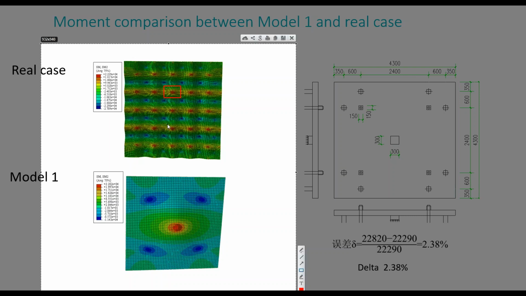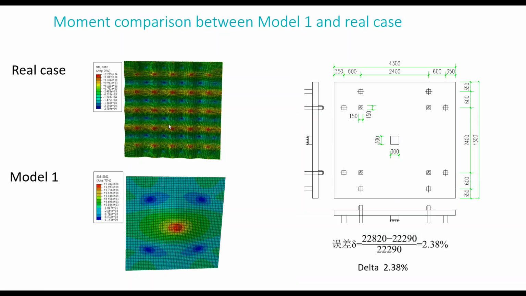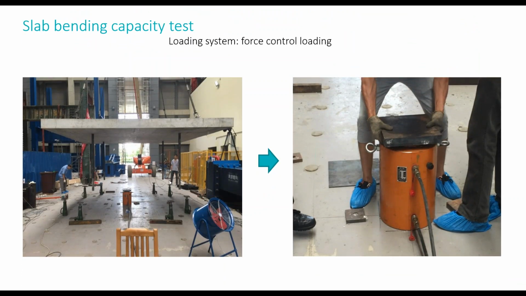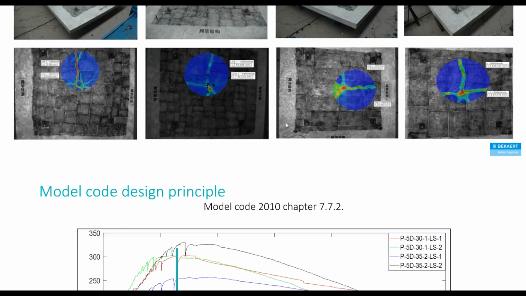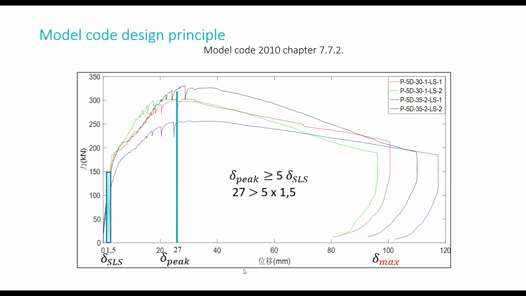Yes, somewhere like that. Okay. And then this is some image about the way they made the test. This is the hydraulic jack, and they made several cases using 30 kilograms of the fiber. The idea is to obtain this diagram, the load deflection diagram.